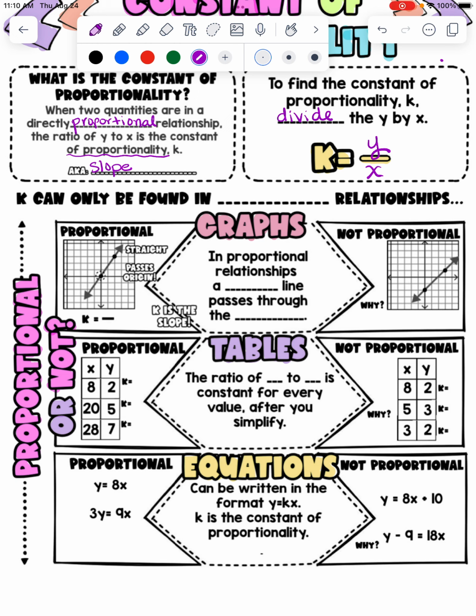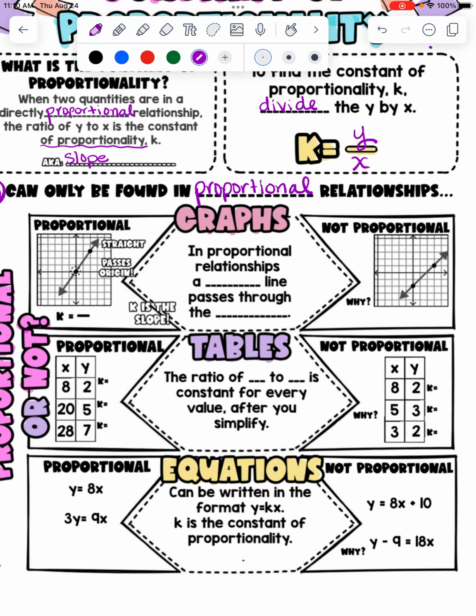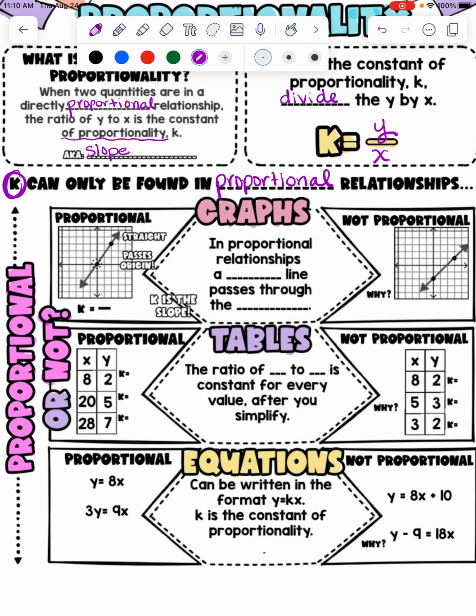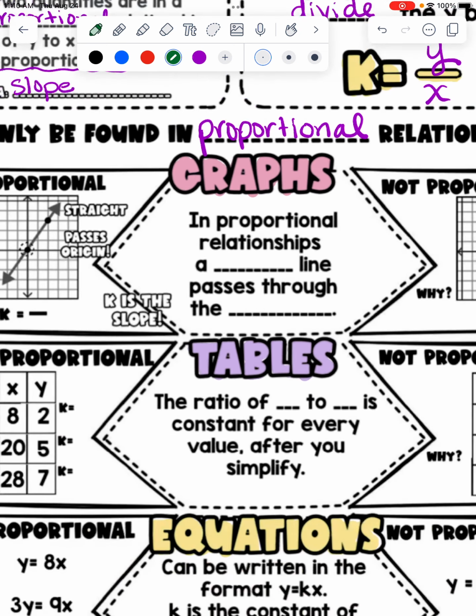All right, so first of all, the constant of proportionality, which we just said is represented by the letter K, can only be found if you have a proportional relationship. So first we have to determine if the relationship is proportional, and then we can find the constant of proportionality. So the first way, which I think is the easiest way, is if you're given a graph, or if you could make a graph. There are 2 things that a graph has to be in order for it to be proportional. It has to be a straight line, and it has to go through the origin, or the point 0, 0.